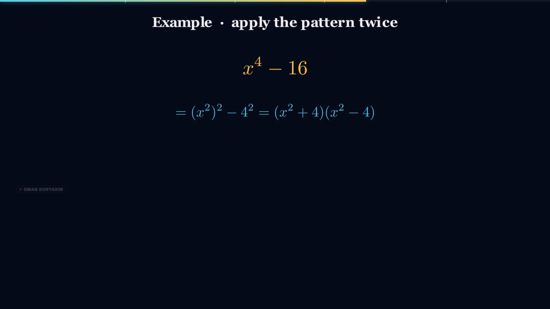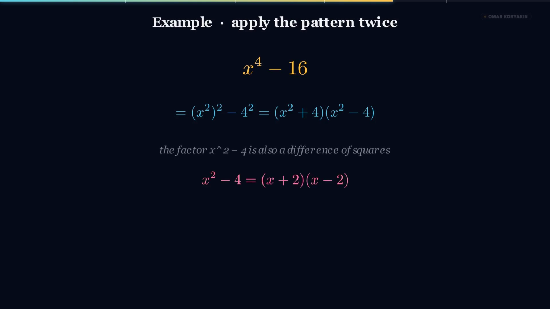First application of the pattern. x to the fourth minus 16 equals (x squared) squared minus 4 squared, which factors as (x squared plus 4) times (x squared minus 4). We have two factors now, but one of them is itself a difference of squares. The factor x squared minus 4 is a clean difference of squares. x squared is the square of x, 4 is the square of 2. So x squared minus 4 factors as (x plus 2) times (x minus 2).